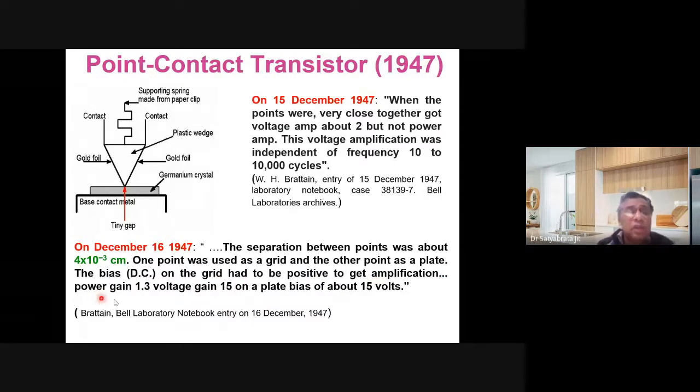Then he observed a power gain of 1.3 and a voltage gain of 15 on a plate bias of above 15 volts. So it was reported on December 16, 1947 that they observed both the power gain as well as voltage gain. That is on the basis of the entry in the laboratory notebook made by Brattain.